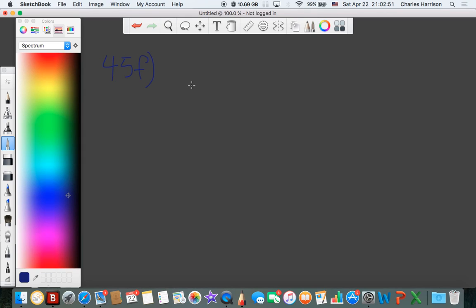All right, 45F is negative 8 and 3/10 divided by 2 1/5. Okay? We want to change this to improper fractions. So 10 times 8 is 80, plus 3 is 83.